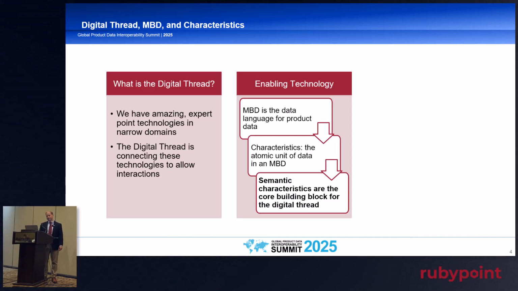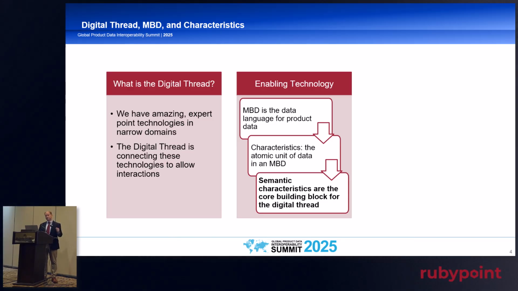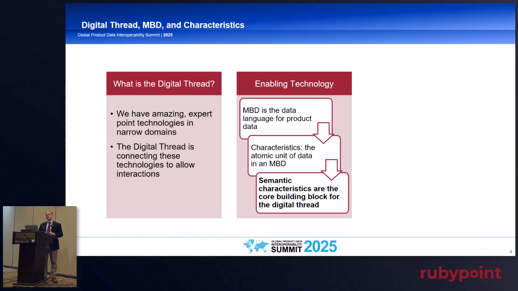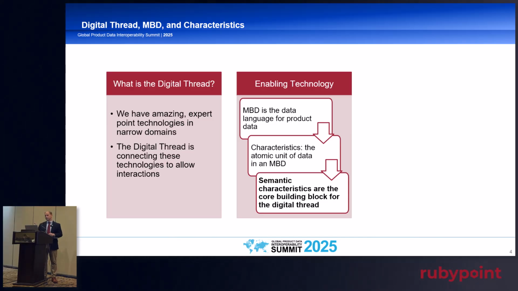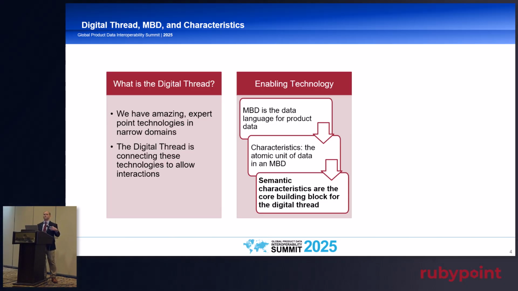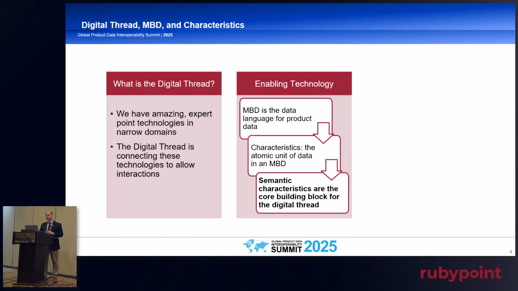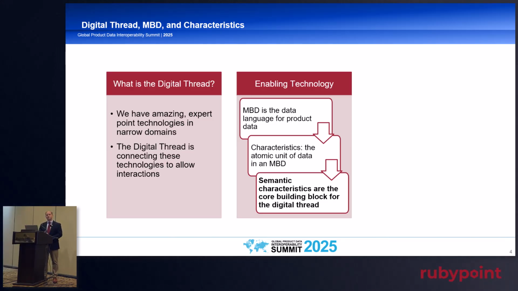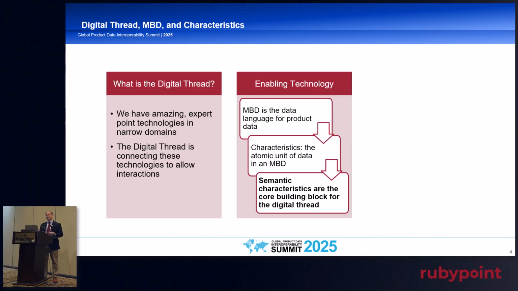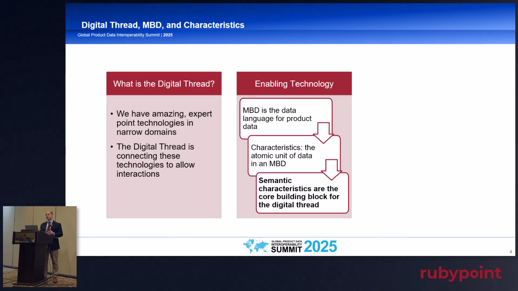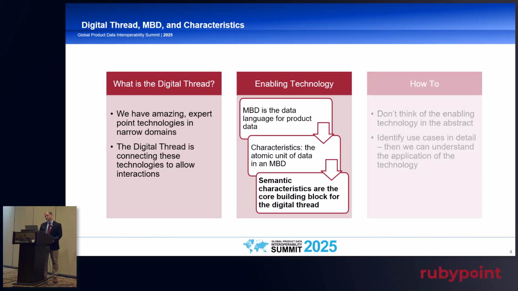And so, I think the conclusion here is what's in bold there, that the idea of semantic characteristics, that's the core building block for the digital thread. When we're talking about this idea of what we loosely talk about as MBD, really what we're talking about is semantic characteristics as being the atomic unit of data for this type of digital thread operation.